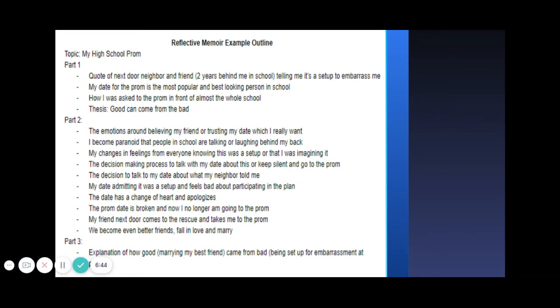Then I get to part 3. And this is where I go back to that thesis statement. And I explain how the good, being able to marry my best friend, came from the bad, being set up for embarrassment at prom. And how, had that not happened, I wouldn't have gone to prom with my best friend, and we would not have started that type of relationship. So the focus here with reflective is more on the lesson I learned and how it impacted my life, whereas with narrative, the focus is the story itself.